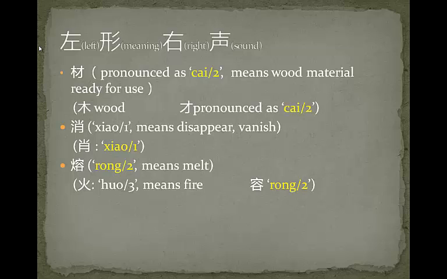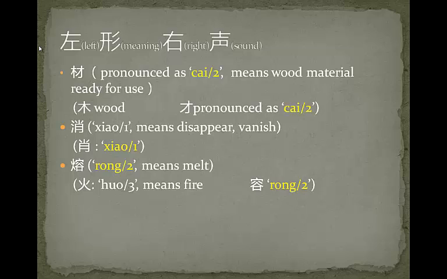Alright, the next example, we divide it into left and right. Okay. Left, the 3 dots, remember, 3 dots of water. Because this tutorial focuses on pronunciation, we focus on pronunciation more. This character means disappear or vanish. It is pronounced as xiāo, the first tone.